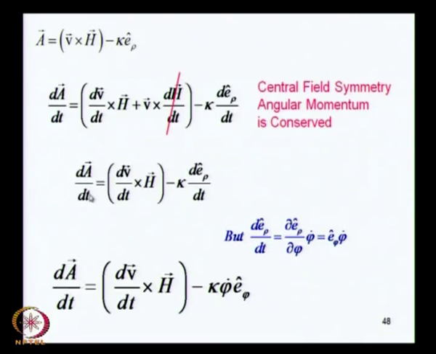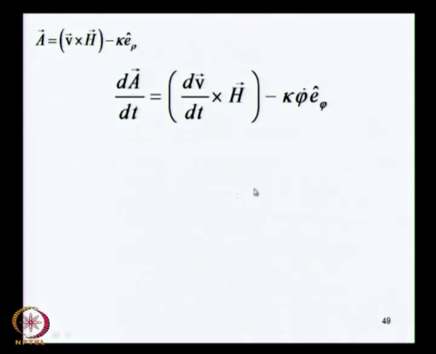So, we have dA by dt, which is the rate of change of the Laplace-Runge-Lenz vector, equal to dv by dt cross h minus kappa times this quantity here, which is phi dot e phi. That is the relation that we have on the screen. dA by dt is dv by dt cross h minus kappa phi dot e phi. Fair enough. Now, what do we need?